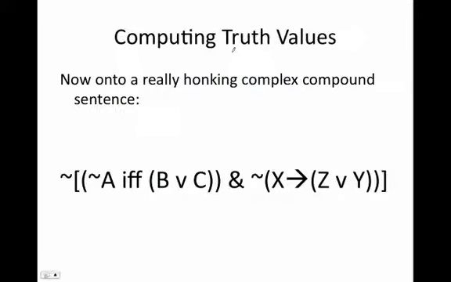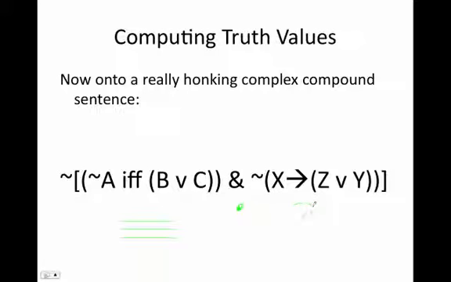All right. Now on to a really complex compound sentence. First, let's take a look at it. We got negation. IFF, remember that IFF is the biconditional. It stands for if and only if. We have a disjunction. See that ampersand? That's the same thing as the dot. You should know what that means, though. That's a conjunction. Okay. We have another conditional operator.